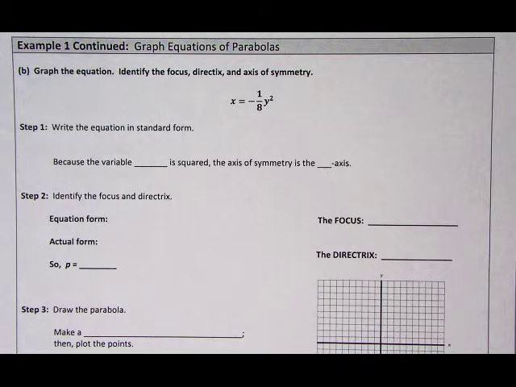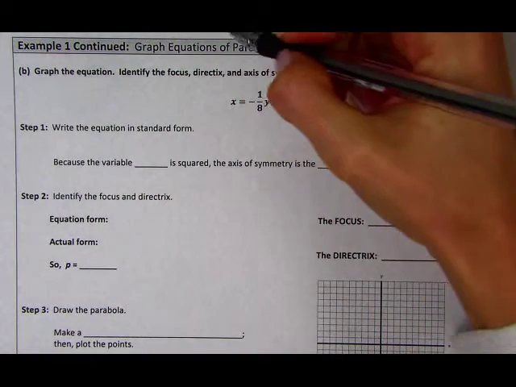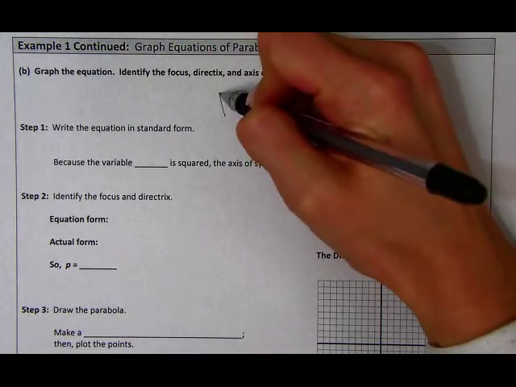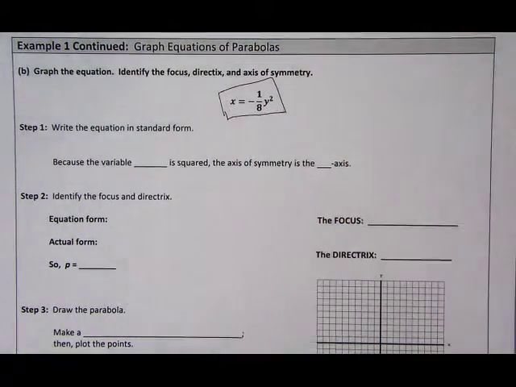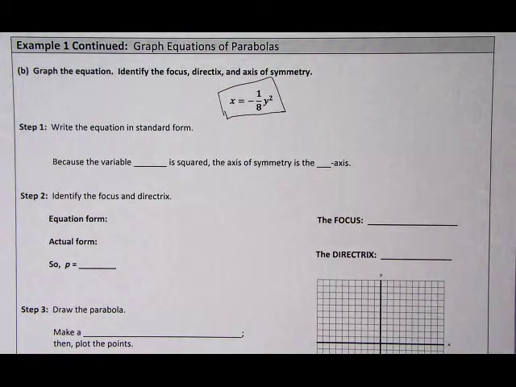Okay, so let's look at example 1 continued and see if we can apply the same things that we talked about in the first example, as well as the characteristics of the parabolas we talked about in the previous videos. So in example 1 continued, they want us to graph and identify the focus, directrix, and axis of symmetry of x is equal to -1/8 y squared.